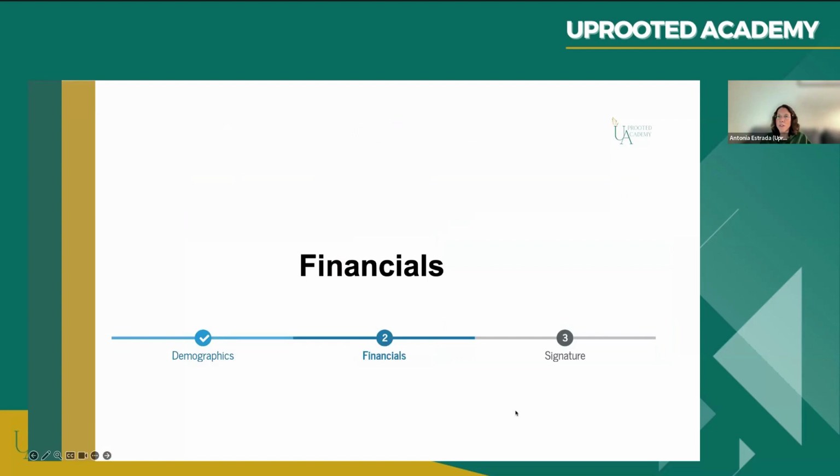So now we move on to the parent section of the application. So we're almost done. The parent portion, as you can see, is much shorter than the student section, has only 3 sections: demographics, financials, and signature. So we're going to focus quickly on the financial section, which is where the major differences are from previous years' FAFSAs.